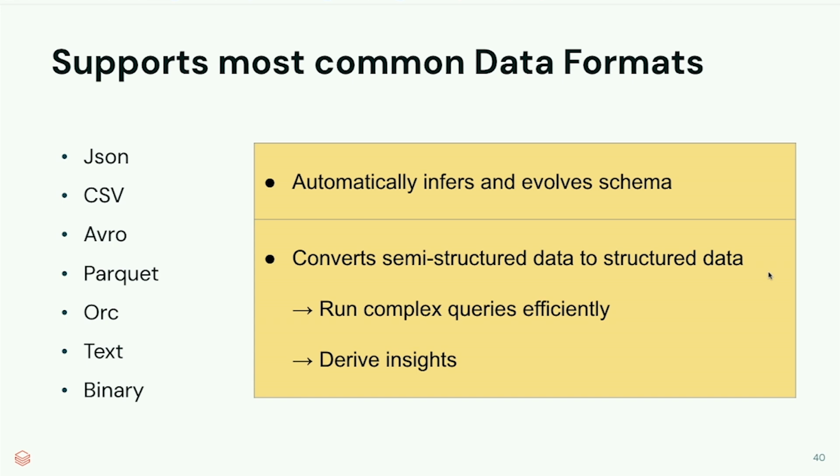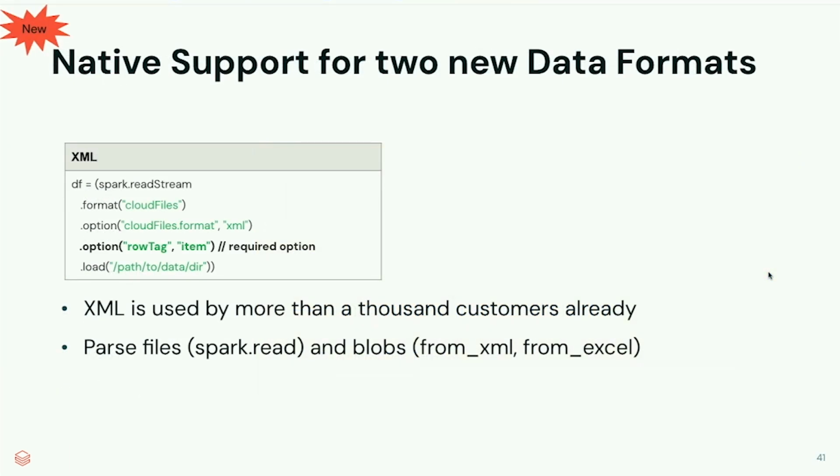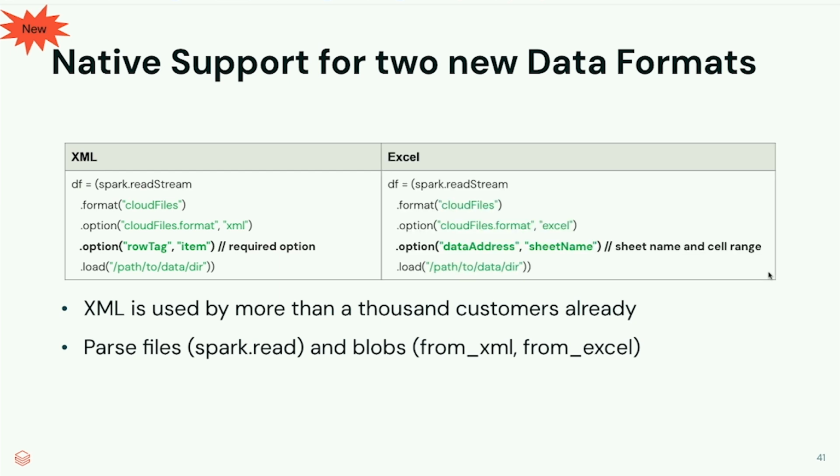But we keep on hearing interest about other file formats as well. And last year we added support for XML. So already XML has a large number of users using it in production. And now next month we are going to make Excel available natively for Autoloader. So you will be able to ingest both multi-sheet as well as more complex Excel files directly using Autoloader or using DBSQL, which can read them as either files or as blobs, because they may be embedded in your SQL columns.